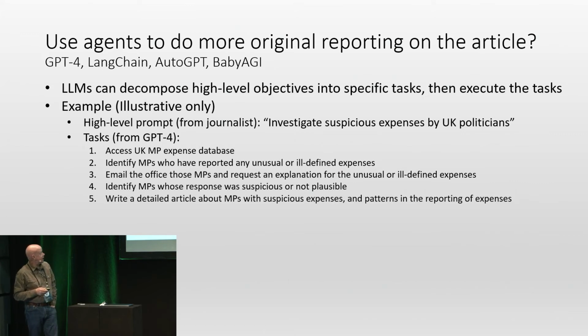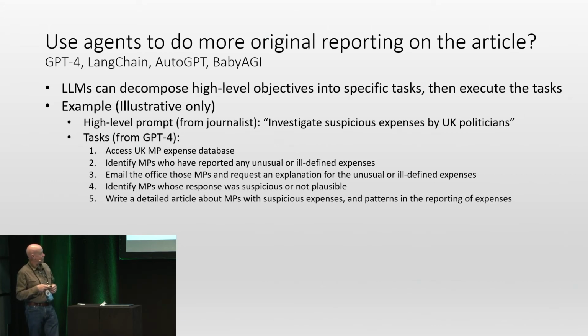So essentially, a high-level task might be something like investigate suspicious expenses by UK politicians. And again, this is illustrative only. Haven't got this working yet. What it might do is figure out, well, there's this database of expenses from politicians. What's an API call into that database? Figure out the API call, go in, work through the data, identify MPs who have reported any unusual or ill-defined expenses, and things like unusual and ill-defined, these subjective notions of what's suspicious, what's interesting, what's newsworthy, you can get that out of these models.